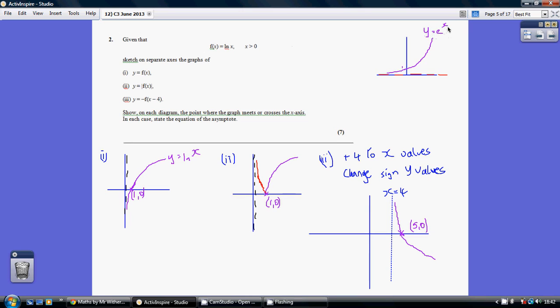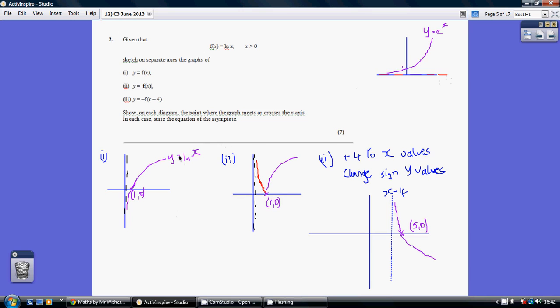So this just looks like any exponential function. It's a curve rising like this. It goes through 1 because anything to the power of 0 is 1, and then in the minus x values it gets closer and closer to the x-axis. It's never quite reaching it, so the x-axis is an asymptote.